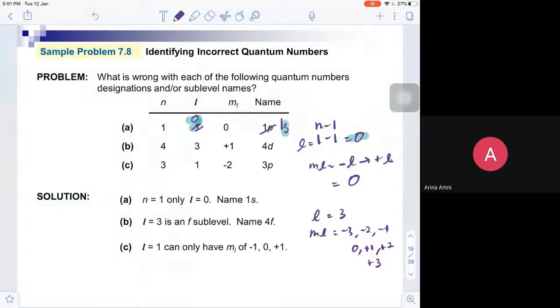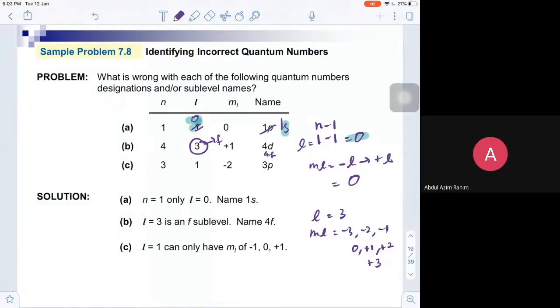Is the name of the orbital 4d? No, it should be 4f, because L is 3. Yes, because L is 3 for the f orbital. Thank you.